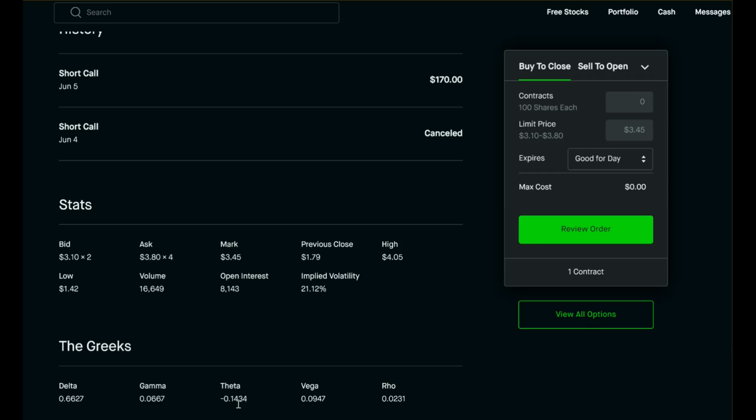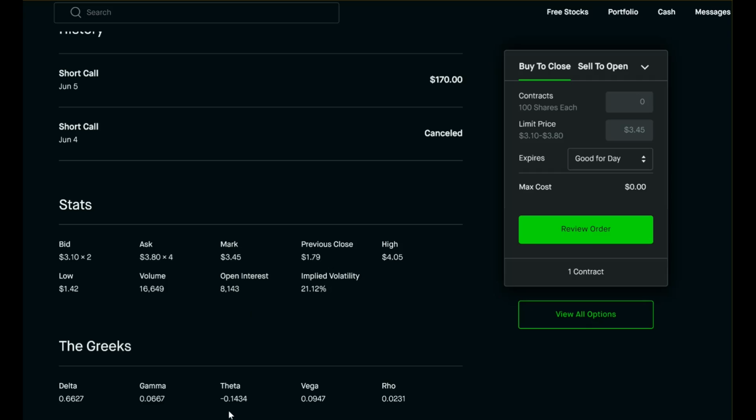As you all know, an option is a depreciating asset. An option in its very simplest form is a contract, and a contract is time bound. So as each day passes, the value of that contract decreases because now you have less time to execute that contract. So theta represents the decrease in cents for each day that passes by. Here you'll see it's minus 0.14, or minus 14 cents.